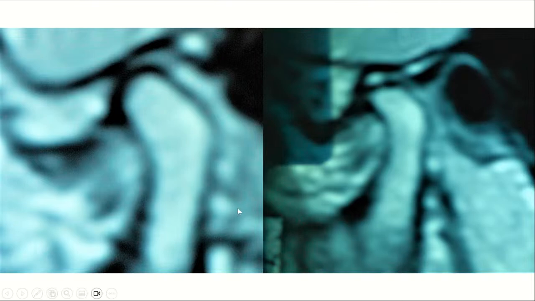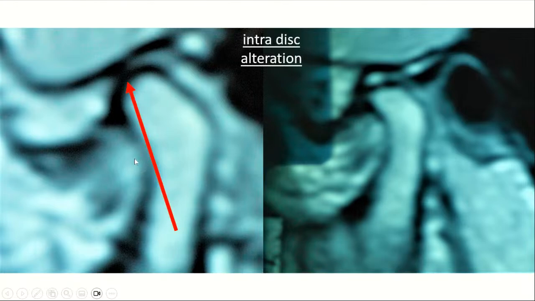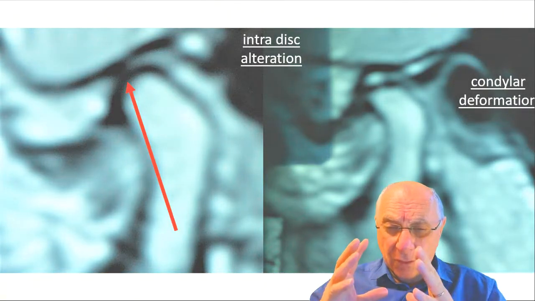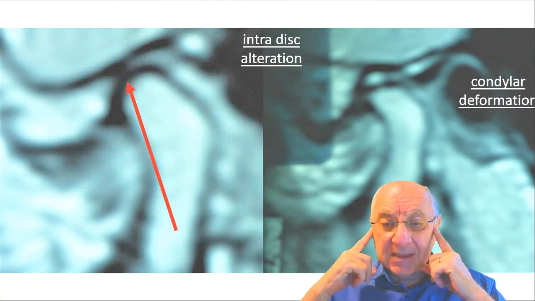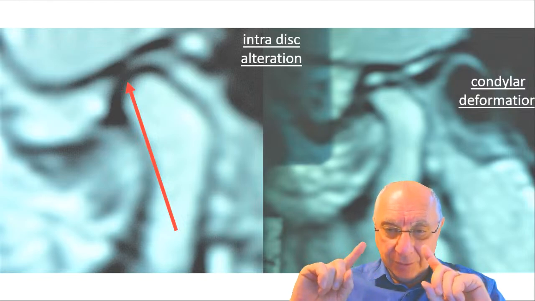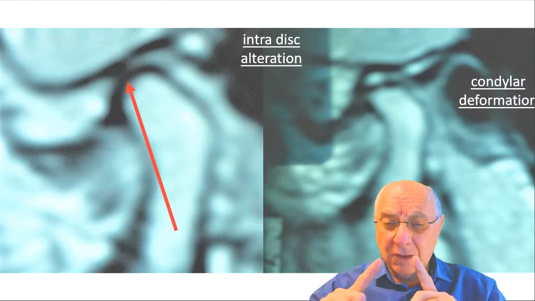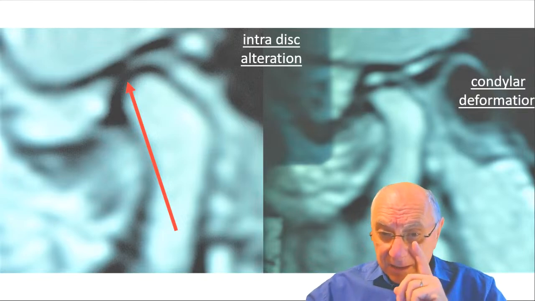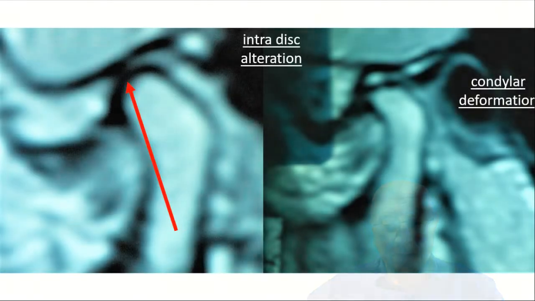Abrading the anterior guide, and chronically, look here: perforation of the disc, intra-disc alteration, a broken disc, and condylar deformation because the pressure in the joint has increased. When the pressure is increasing inside the joint, we have absolute deformation of the jaw, and if it's chronic, we can break the disc. That's why we have to prevent that situation in our patients. Very, very bad.